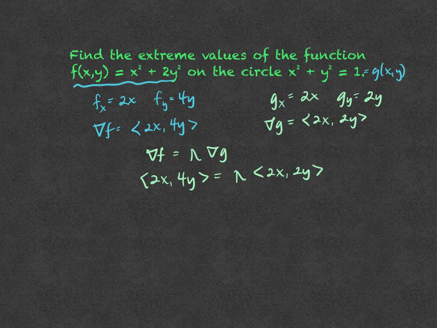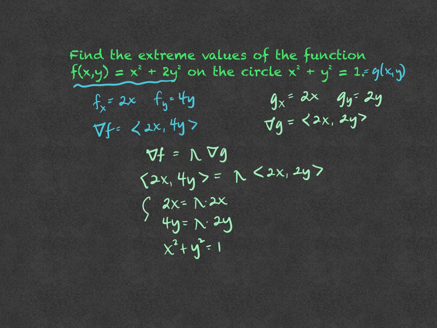Now we could distribute that lambda in there, but we tend to say that the first component has to equal the other. So we're going to say 2x equals lambda times 2x. Our second equation is 4y equals lambda times 2y. Our third equation is g of x y, x squared plus y squared, equal to 1. In this case, k is 1.